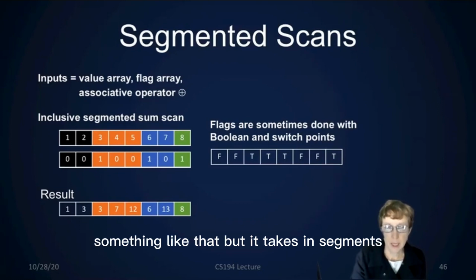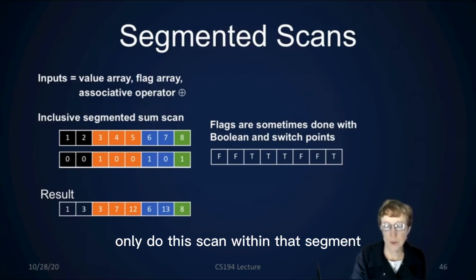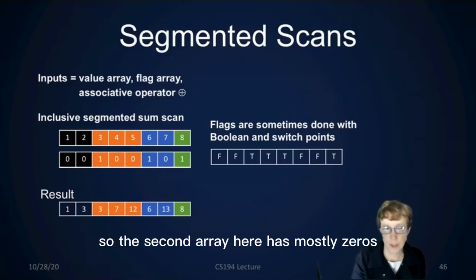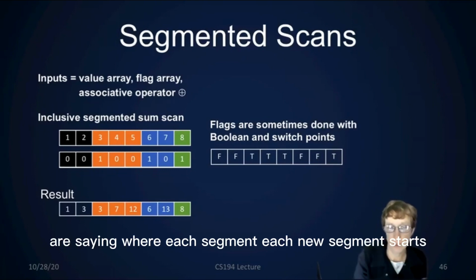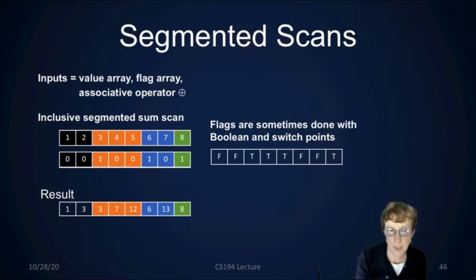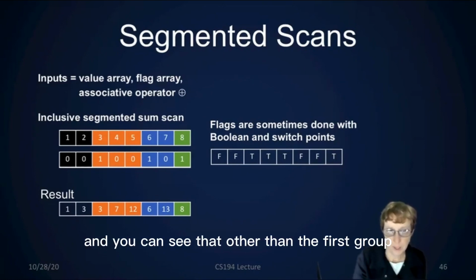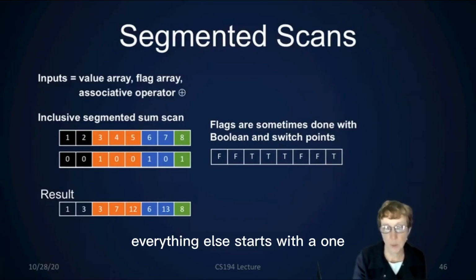But it takes in segments. And so the segment says, only do the scan within that segment that starts with, say, a 1 in each of these cases. So the second array here has mostly zeros, and the ones are saying where each new segment starts. So the first set of elements is a segment, the orange group is a segment, the blue group is a segment, and so on. And you can see that other than the first group, which is automatically its own segment, everything else starts with a 1 in that second flag array.